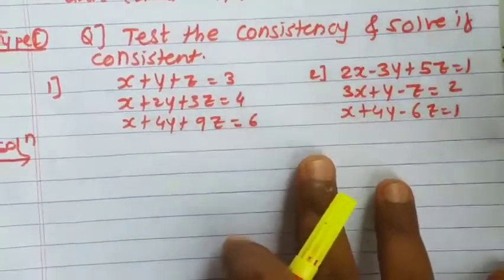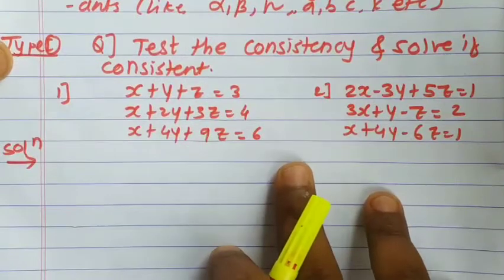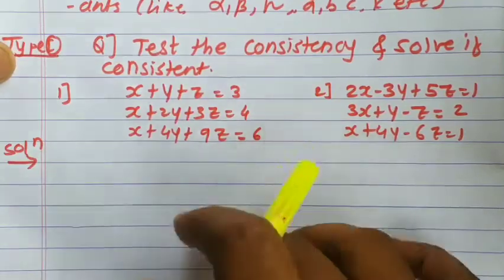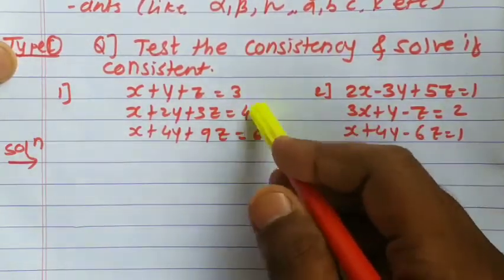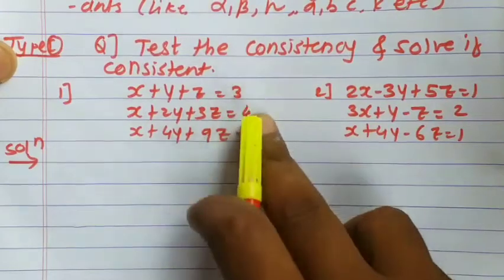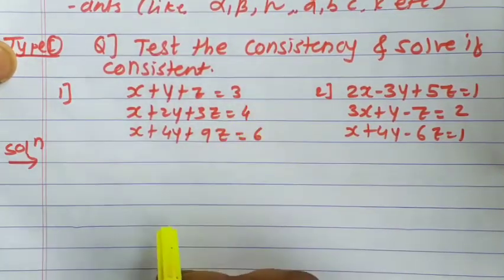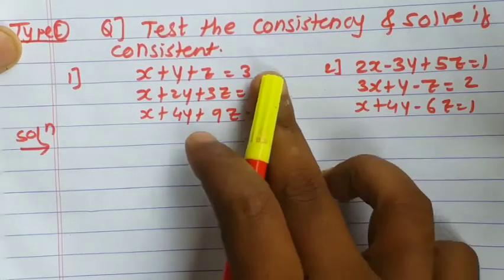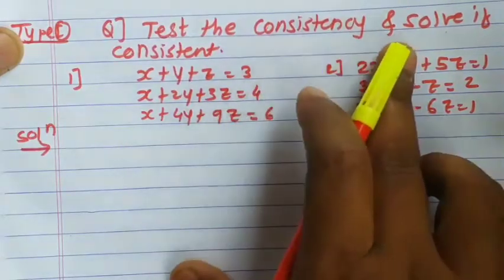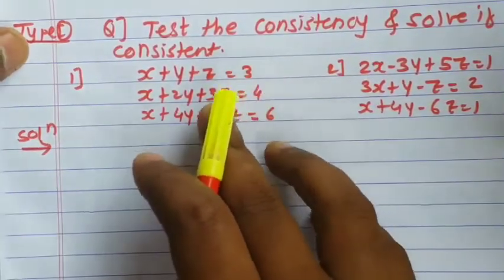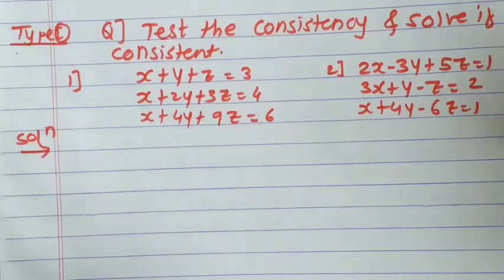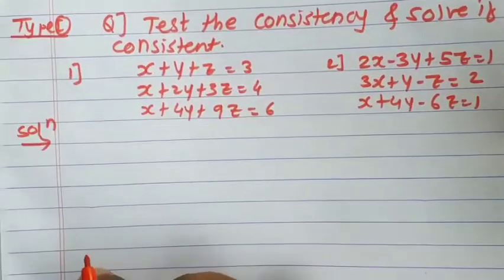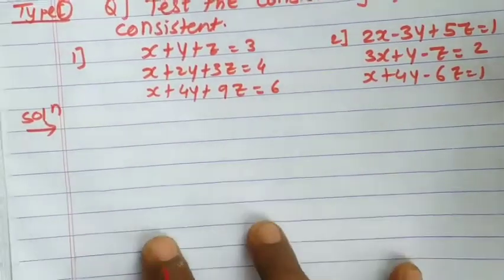Now in type 1 examples you will have this type of question: test the consistency and solve if consistent. A non-homogeneous system means what? The right hand side constants should not all be zero. If all the constants are zero, then it is a homogeneous system. If at least one constant is non-zero, it is a non-homogeneous system. So the question is: test the consistency and solve if consistent. It means whenever the system is consistent, only then does a solution exist, that we know. In that case only we need to find the solution. The solution may be unique or infinitely many, depending upon the rank and the number of unknowns of that system.